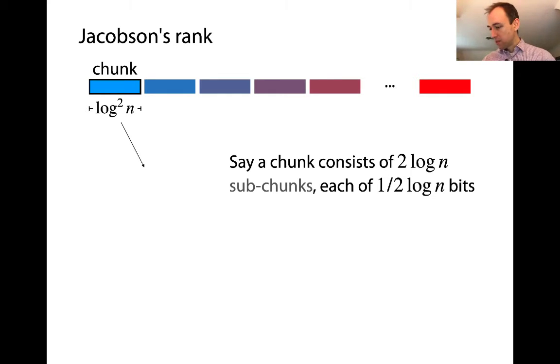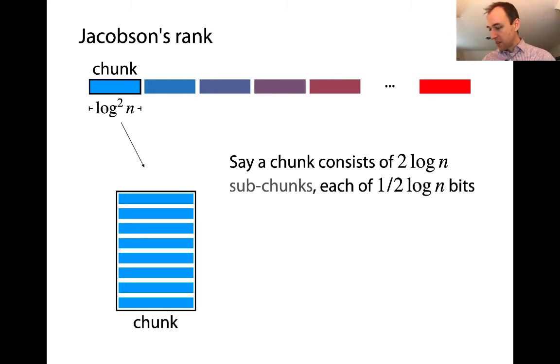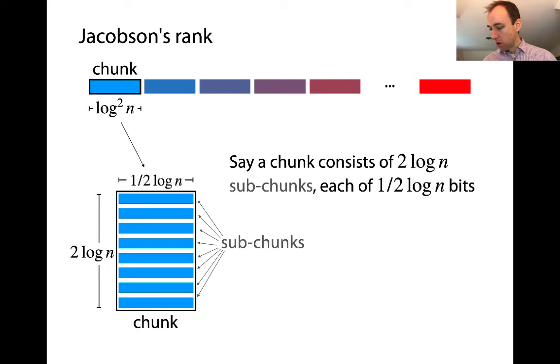Okay, so let's visualize that. If this whole box is my chunk, then each of these blue strips that I'm drawing inside, sort of like rows, those are the subchunks. And so there are 2 log n of them, so there's sort of like 2 log n rows, the way I've drawn the picture. And the width of one of the subchunks is 1/2 log n. All right, so far so good.